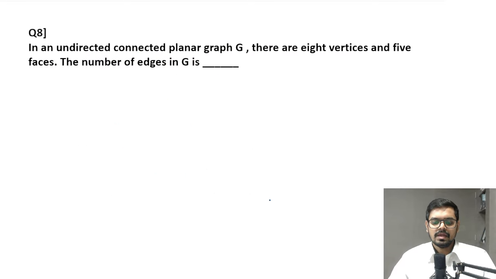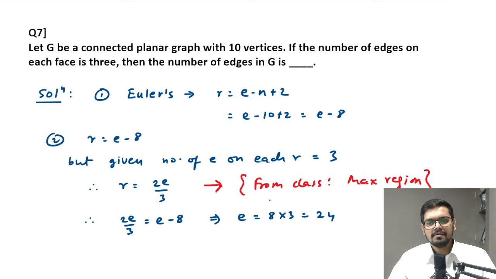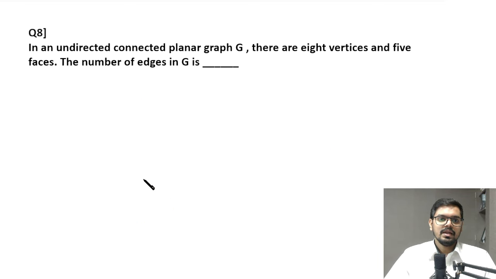To the next question. And do not worry, the solution is there in the notes folder, the proper way, where I have written it also from class. Do you remember the maximum region? It happens when you use 3 edges to make a region, and so R is 2e by 3. Why 2 also? Because every edge is shared by 2 regions. So twice. Question number 8. Pause the video, try, then look at my solution.